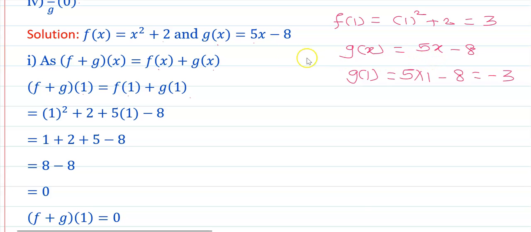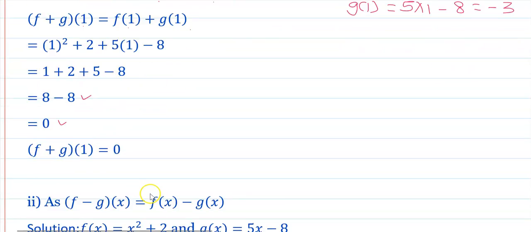Okay, g of x is 5 into 1 minus 8, that is equal to minus 3, and overall you will get 8 minus 8, that is equal to 0.